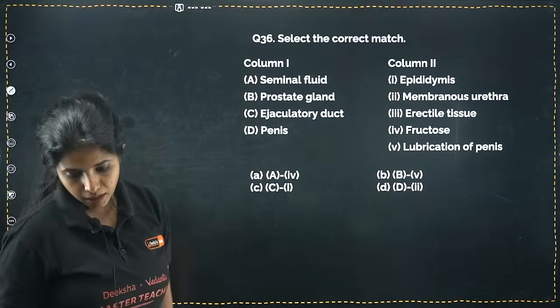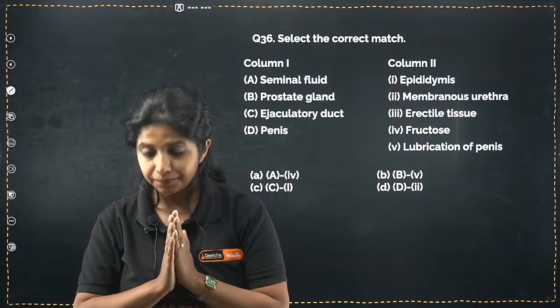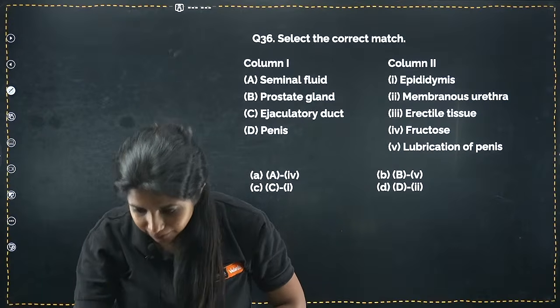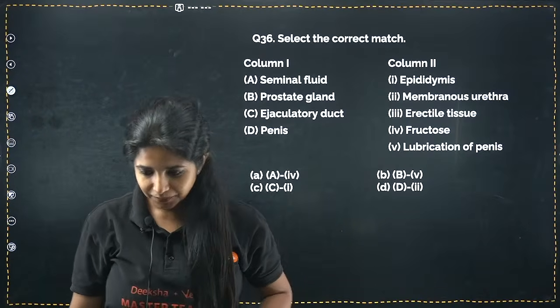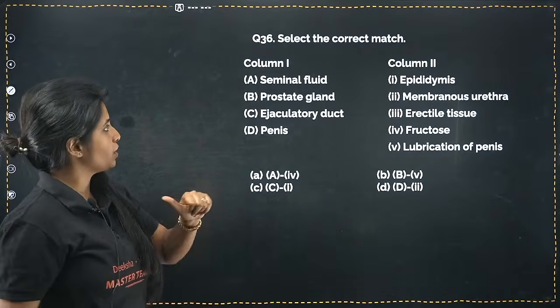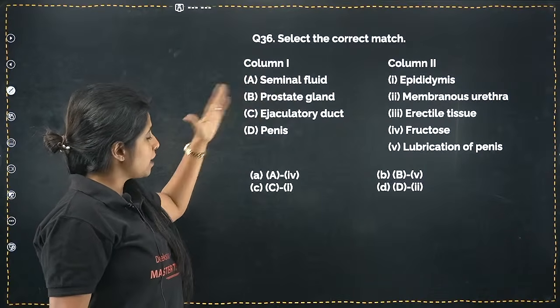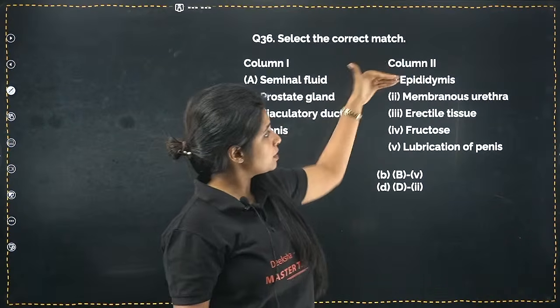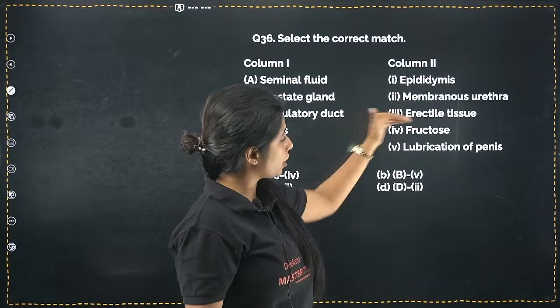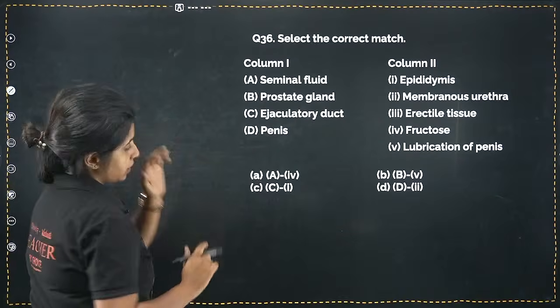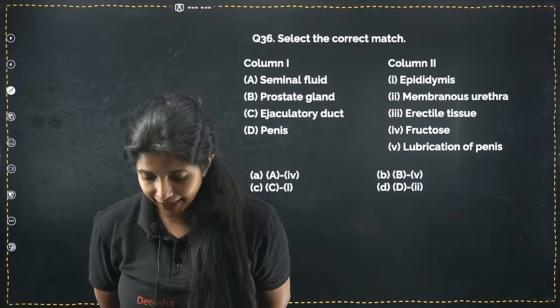Okay, question number 36. Select the correct match. Ma'am, might take my name. Rahul. Yes, I took. Okay, tell me the answer for this. Column 1: seminal fluid, prostate gland, ejaculatory duct and penis. Column 2: epididymis, membranous urethra, erectile tissue, fructose and lubrication of penis. You have to choose the correct match. Go ahead and choose.